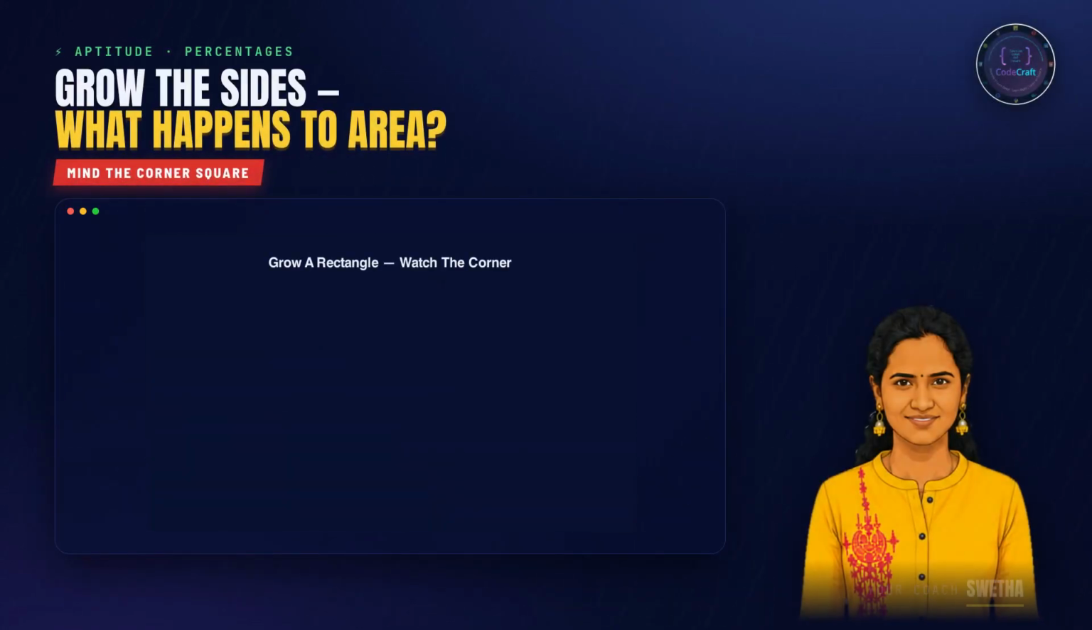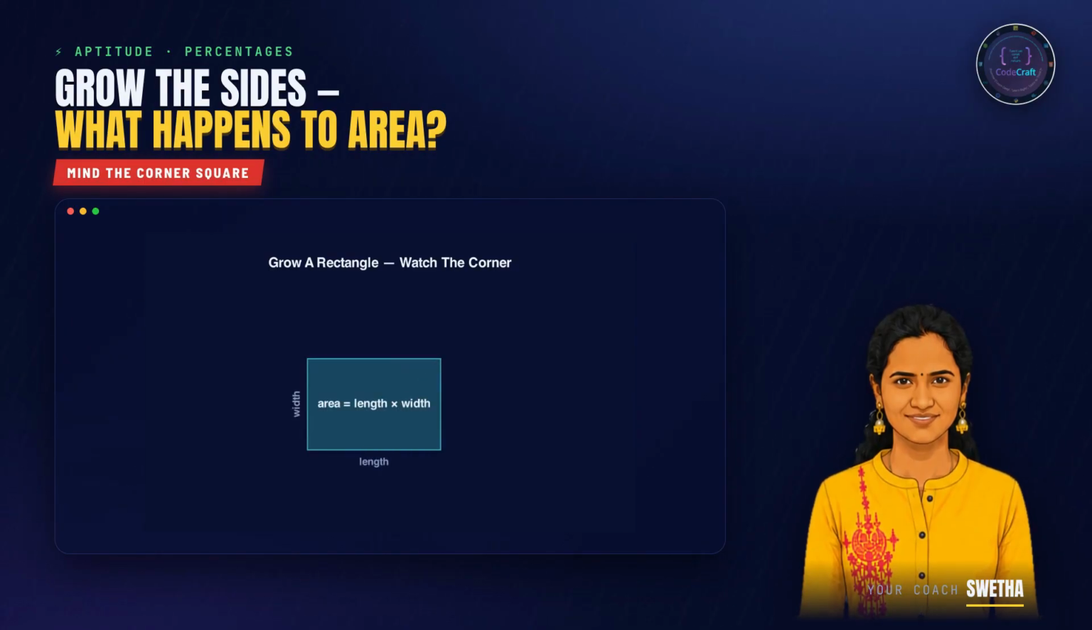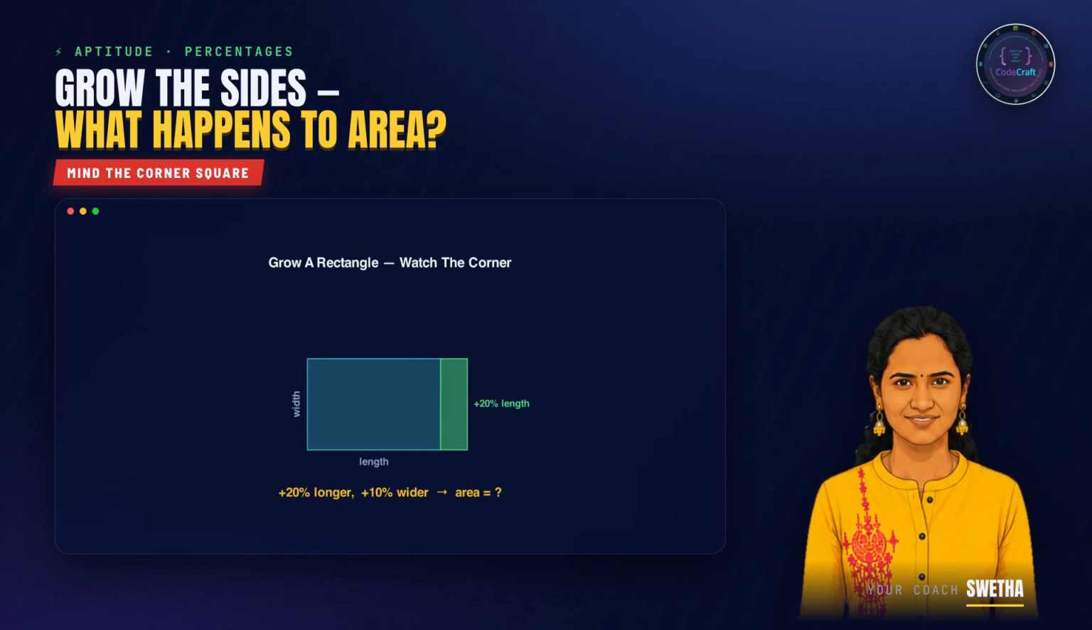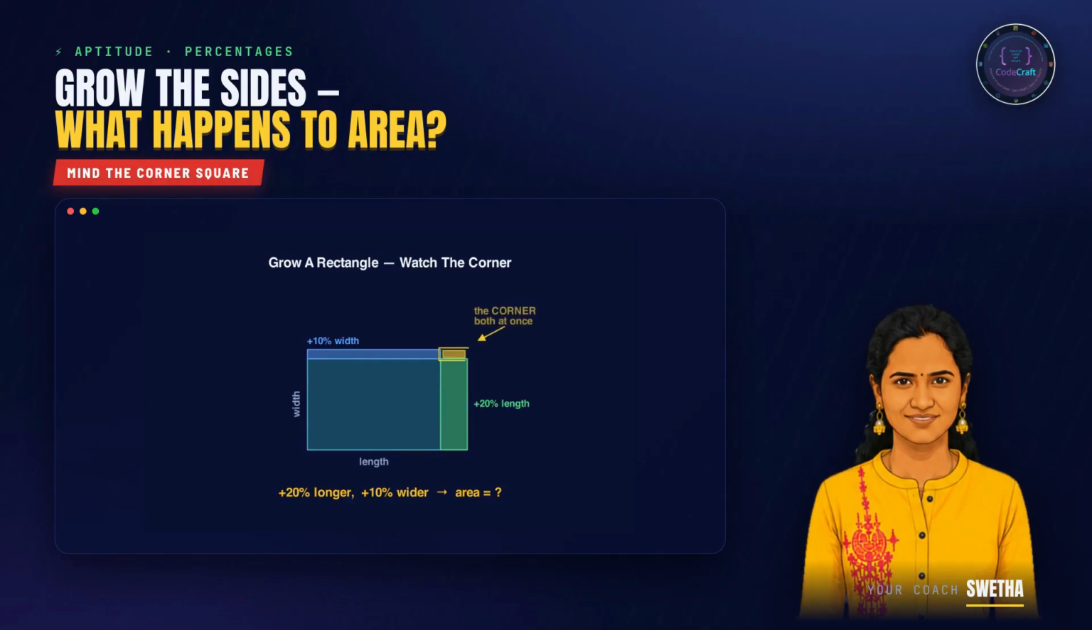Here's one hiding in every geometry question. Picture a photo. Its area is length times width. Now enlarge it. Make it 20% longer and 10% wider. What happens to the area? Watch. Stretching the length adds a strip down the right side. Stretching the width adds a strip along the top. But look closely at the corner. There is a little square there that belongs to both stretches at once. That corner is the piece almost everyone forgets.